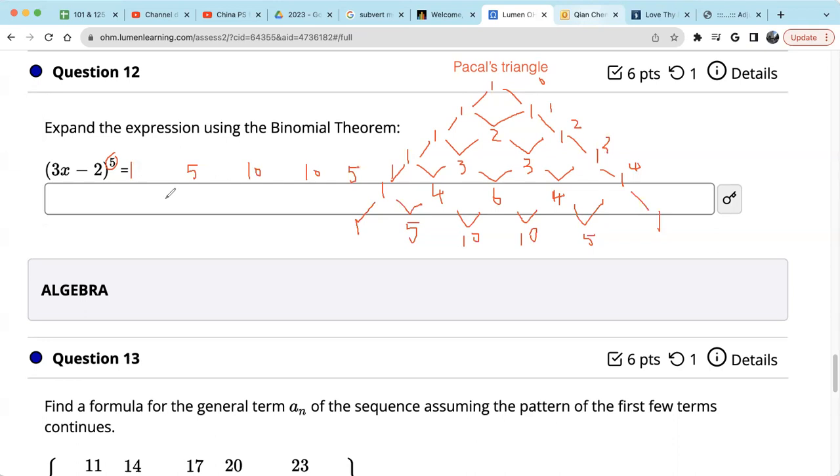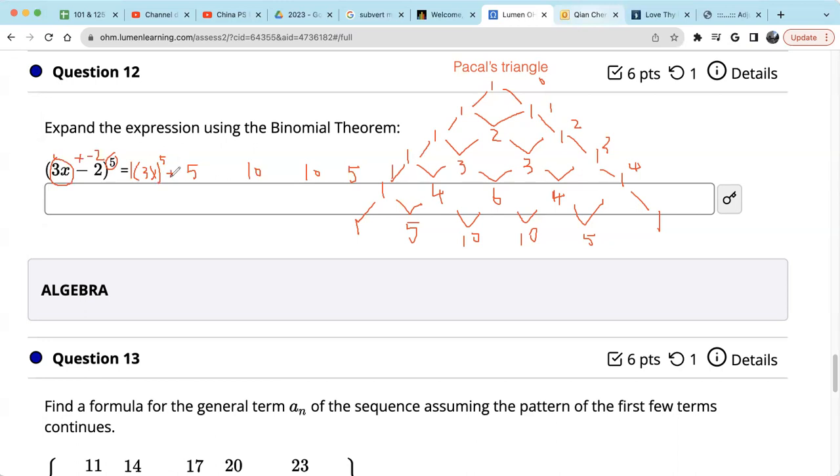Then let's figure out each term. So I have 3x minus 2. I could think of it as 3x plus negative 2. The terms go in descending order. So the first term in the first place will be 3x raised to the 5th. And we don't see the second term yet, or you could think negative 2 raised by 0. Negative 2 raised by 0 is just 1, so we don't bother to write it.